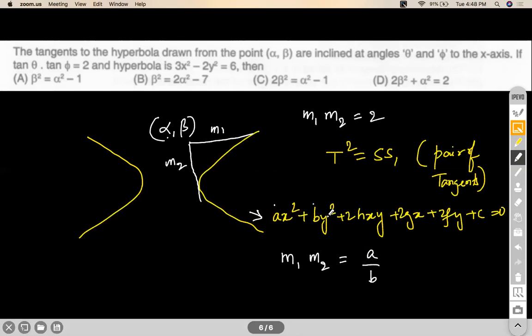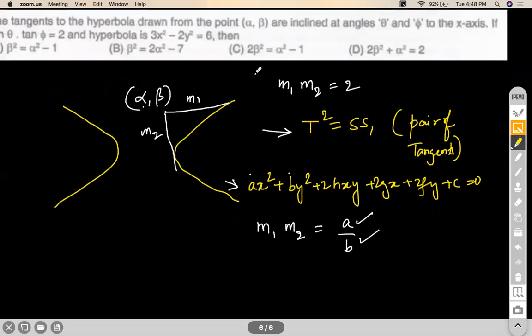So basically, if you write your y as mx plus c, you would realize that A would be like your constant term and B would be like your m square term. In a quadratic expression like this, which will come out in terms of m, the product of the slopes is the constant term by the coefficient of m square, which is A by B in this case. So now we have to figure out this A and B from T square is equal to SS1. So what is T square? T square is going to be 3 alpha x minus 2 beta y minus 6, and the square of this will be T square.